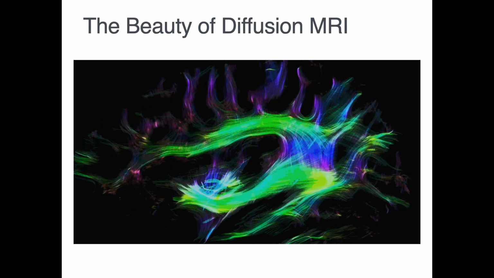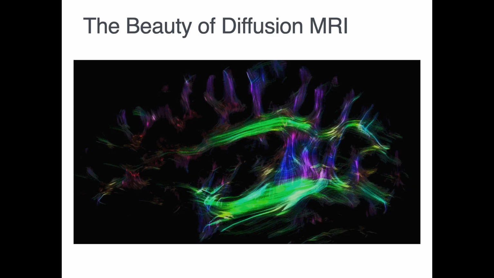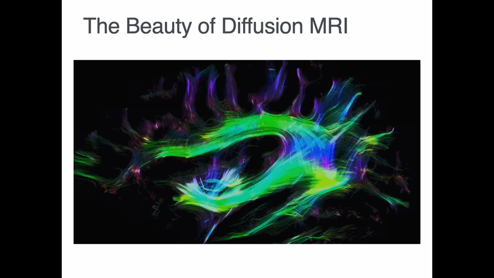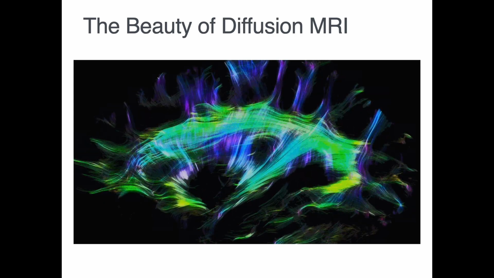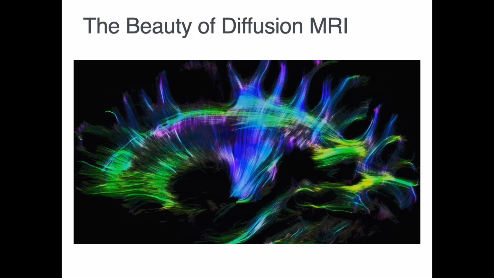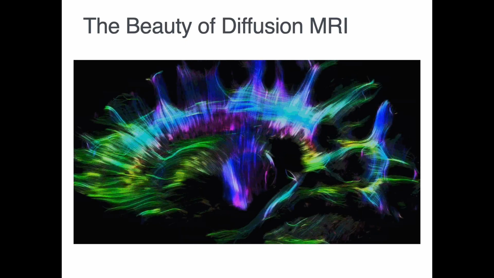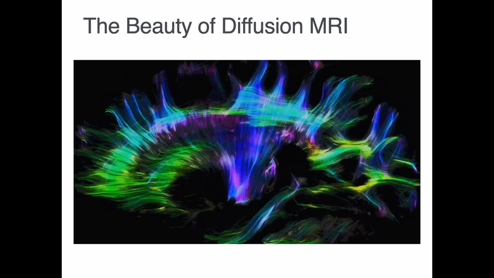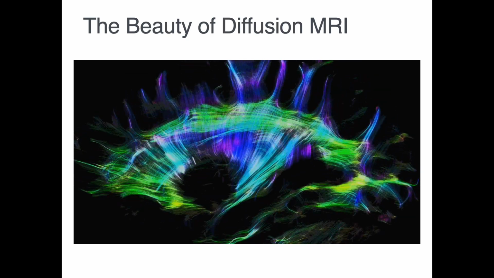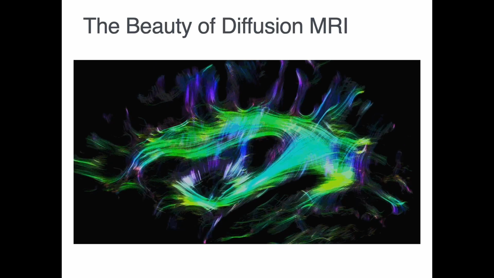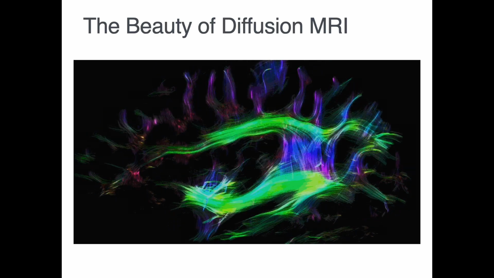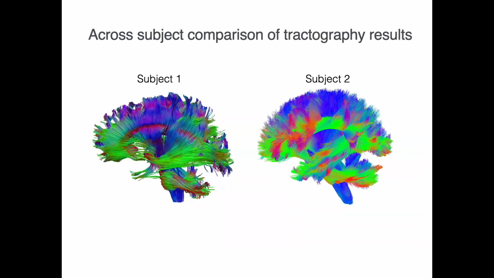It measures how water molecules diffuse through tissue, and because water tends to move more easily along the axons than across them, we can use this signal to infer the orientation of the white matter fibers. From there, we can reconstruct the major wiring pathways of the brain and create these striking images of the white matter anatomy, giving us a unique view of the brain's structural connectivity.